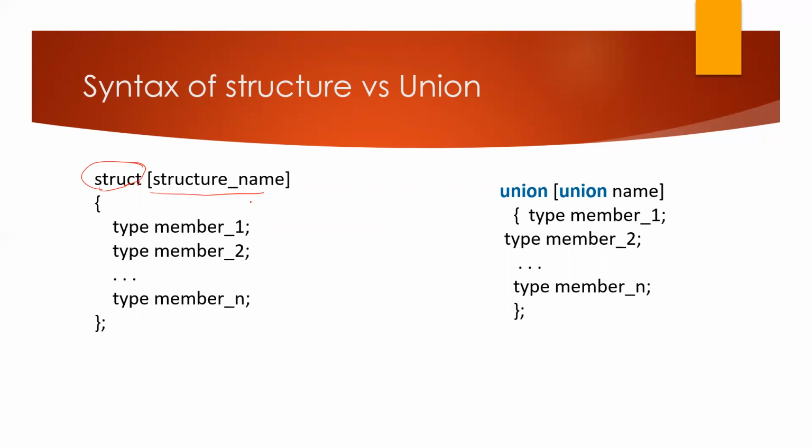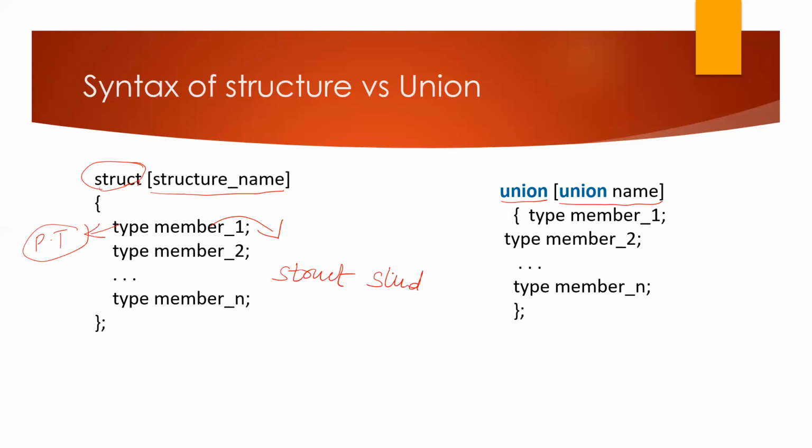Structure name. And how to write a union name. So the syntax here, remember, type is nothing but the data type. This is called a data type. So member one and so on are nothing but variables. So in order to declare a structure, you write struct, and the structure name can be anything. I want to write a structure for student.